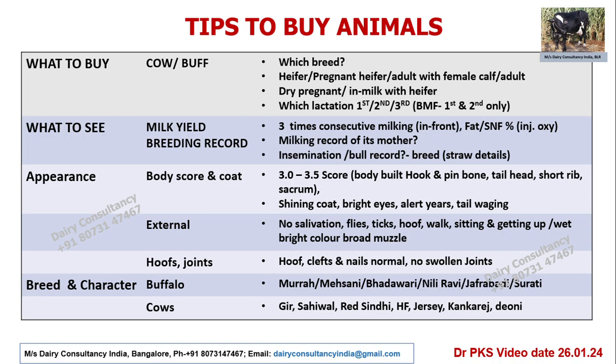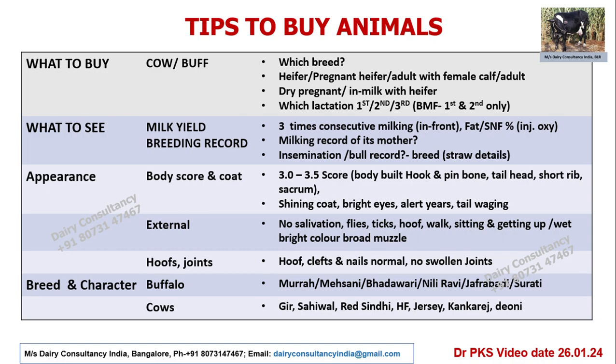Now what about the appearance? We have to see the appearance of the animal. Generally we see the animal from the right side, because the rumen is towards the left side, so the animal is better seen from the right side. So go to the right side and look for a body condition score between 3 and 3.5, not below 3 and not more than 4. At the most it should be between 3 and 4, but the best is between 3 and 3.5. The coat should be shining, with bright eyes, alert ears, and a wagging tail. These are the characters you have to see in the appearance of the animal.